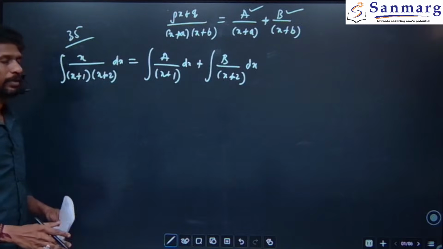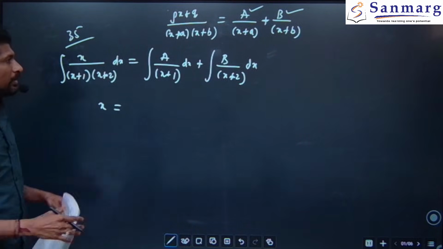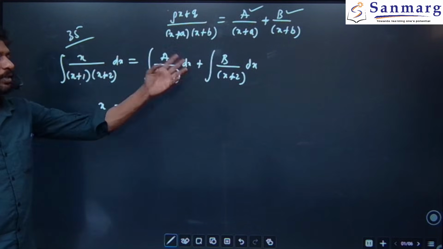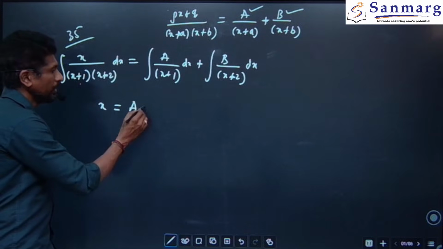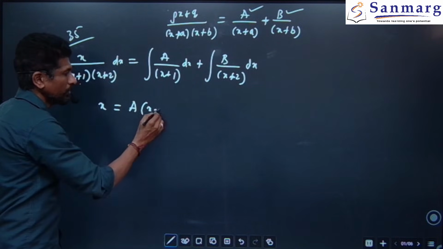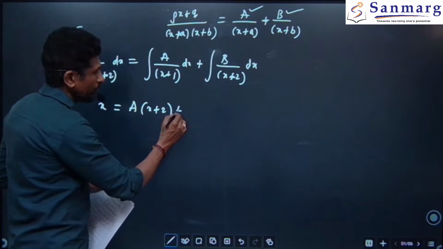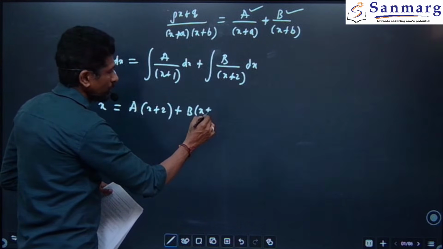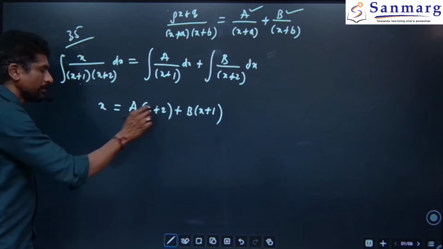Now, finding the capital A and capital B: the numerator is obtained by taking the LCM and multiplying, and on the LHS and RHS only x is left. So here you have to cross multiply, that means A into x plus 2 and B into x plus 1 you have to consider. By taking the x values we can get the capital A and capital B.